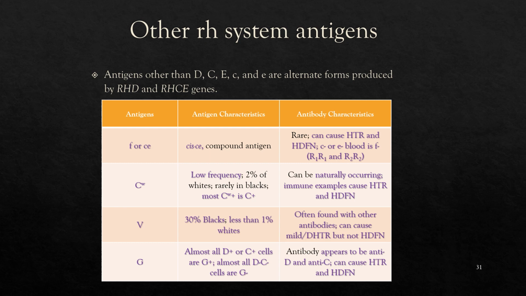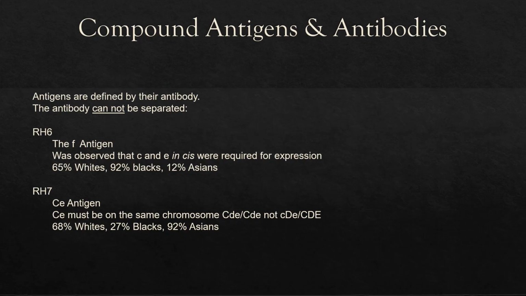This slide shows some of the other Rh system antigens. There's F, which is only present when little c, little e is inherited cis. There's CW, B, and G. The Rh system has many compound antigens. These antigens are defined by their antibody, and their antibody cannot be separated. F is one of these. It is present whenever C and E are inherited in cis. There's also big C, little e antigen, which is also known as Rh7.